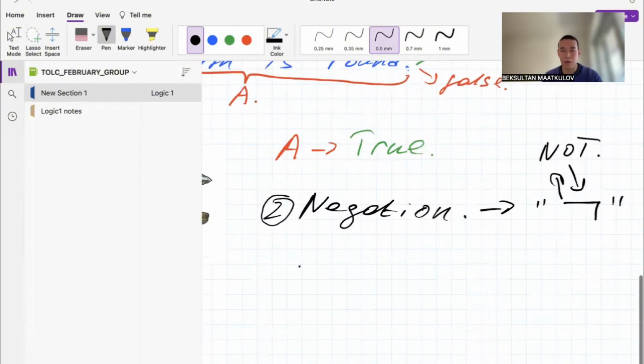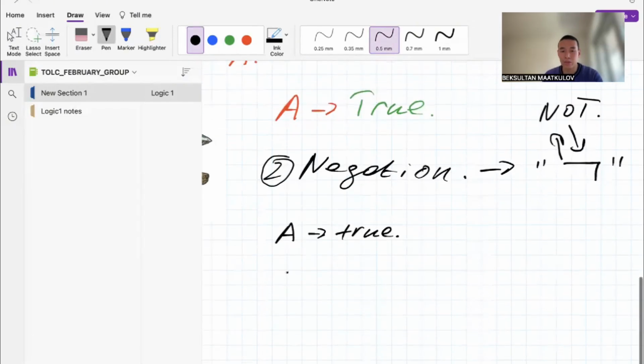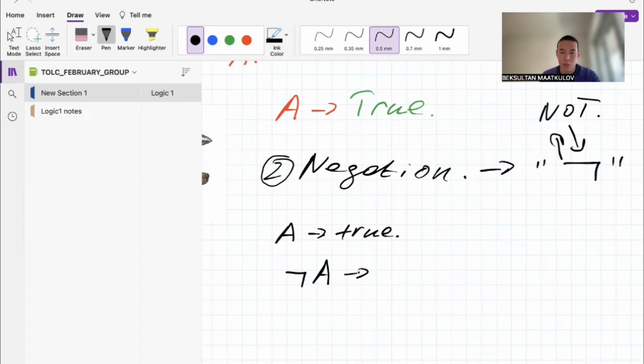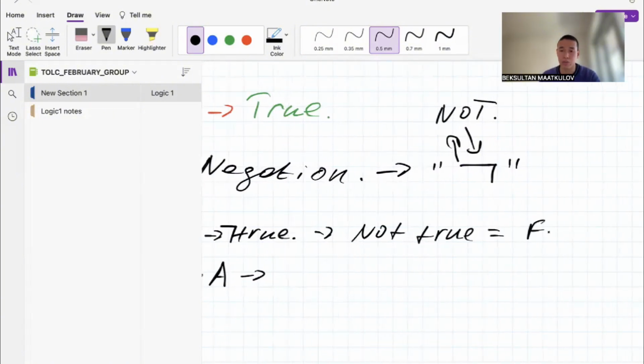Okay, if you know that our A is true, right? We know that the Earth is round. What if I tell you, what's the value, what's the validity of not A? What do you think? If the A was true, what's the validity of not A? False. Yeah, it will be false. Because, okay, let's imagine it like this. You had A and you had true. So basically you negate both sides and you'll have not A equals not true. And you know that not true is the same as false, right?